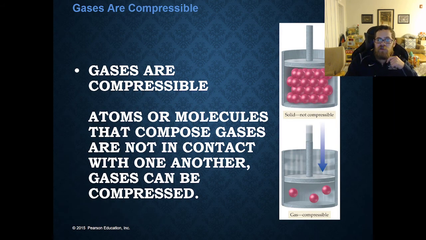Yeah, so this is an image of gases being compressible. You can push a gas together, but you can't push a solid together. There's nowhere more for them to go. There's no more space for them to fill up. Here, there's more space to fill up. Same with a liquid. A liquid is not compressible.